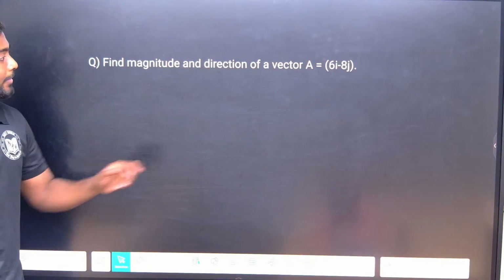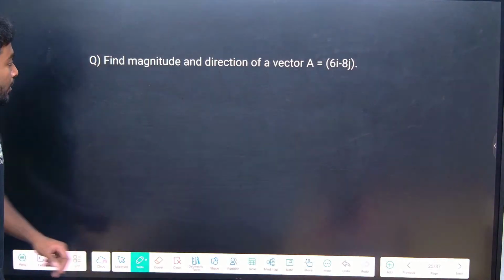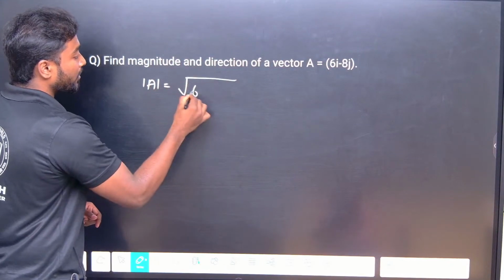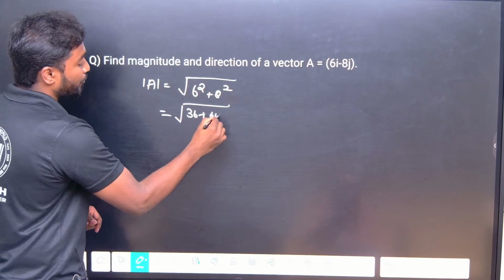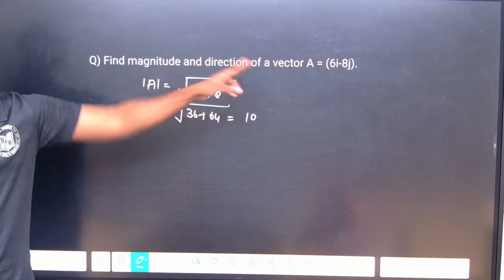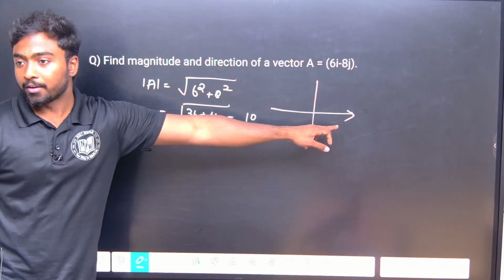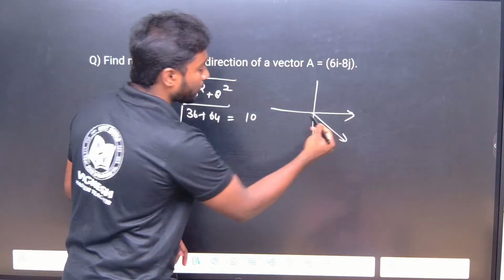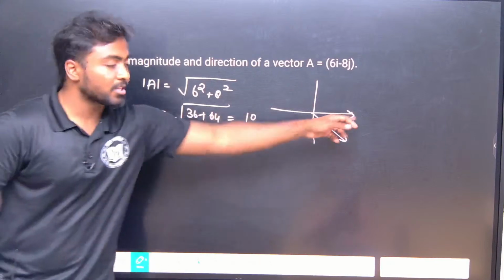In this question they are asking about the magnitude. So when they talk about the magnitude, modulus of A is equal to the square root of 6 squared plus 8 squared, which is the square root of 36 plus 64, that is 10. Okay, 10 is the magnitude, but which direction are they asking? The i component is positive and j is negative, so it is in the fourth quadrant, which means southeast. This is east and this is south.